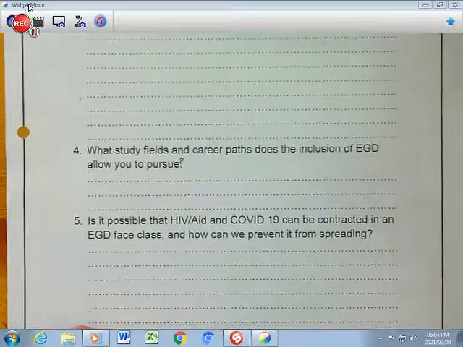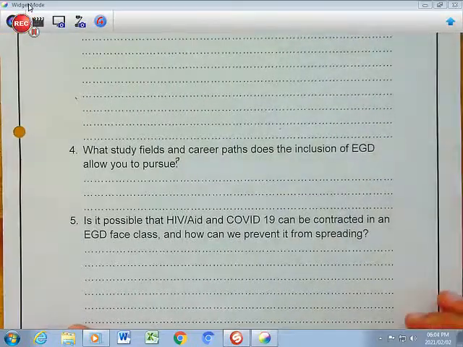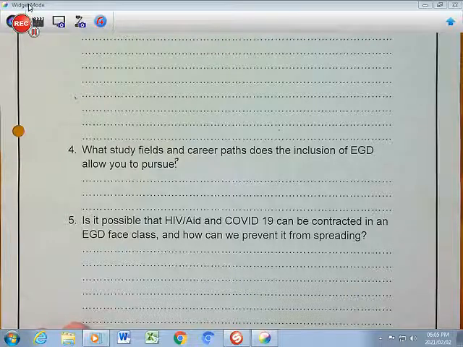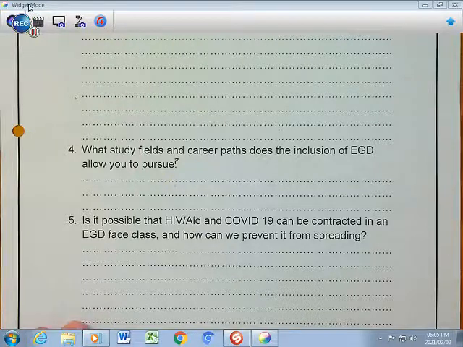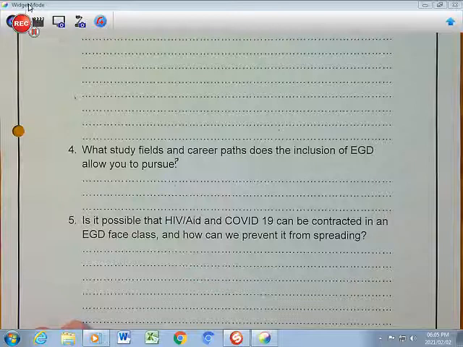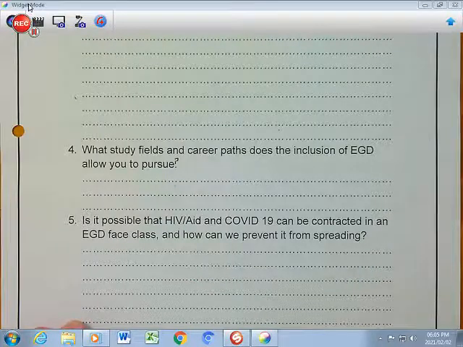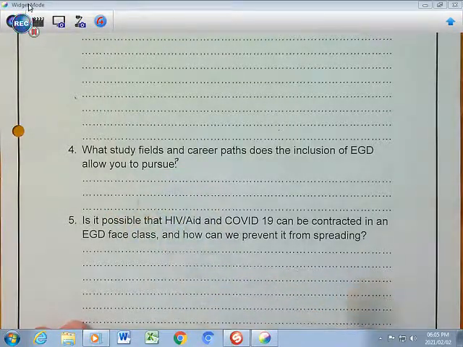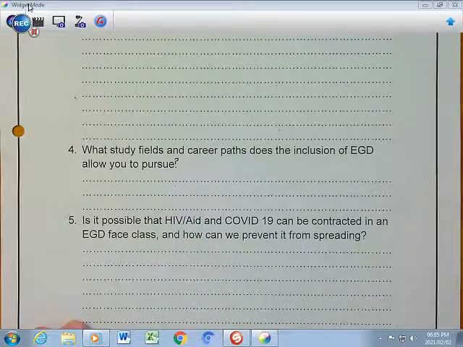We scroll up, question number 4 and number 5. What study fields and career paths does the inclusion of EGD allow you to pursue? So you must have thought about this. What is it that you're keen on doing with engineering graphics, post-matric, or someday when you graduate from university or whatever the case may be, or even just after grade 10? Please list it for me. And you don't have to be very specific. There's a vast range of things that you can do.